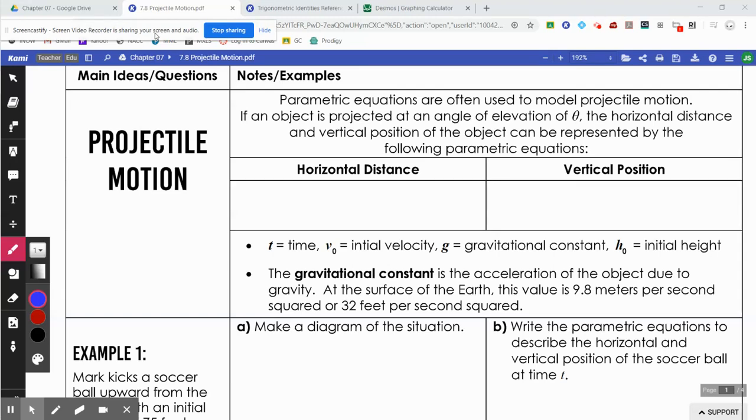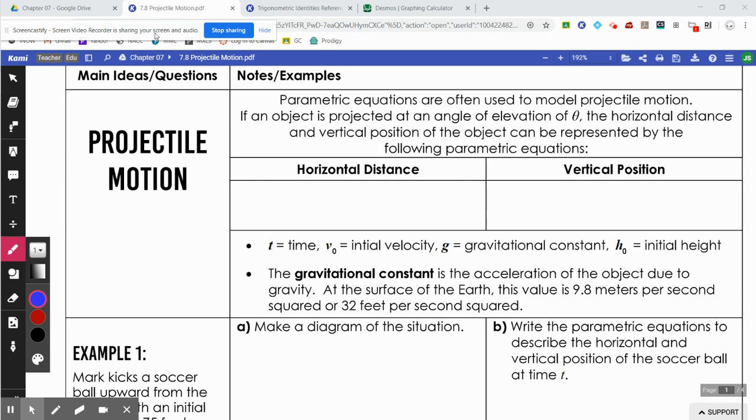Okay, in this video, we're going to go into some very heavy physics content. We're going to talk about projectile motion, how it relates to parametric equations. Parametric equations are very often used to model projectile motion, and this is any object that's fired, shot, launched, whatever, such as a basketball shot, anything that has that parabolic projectile motion.